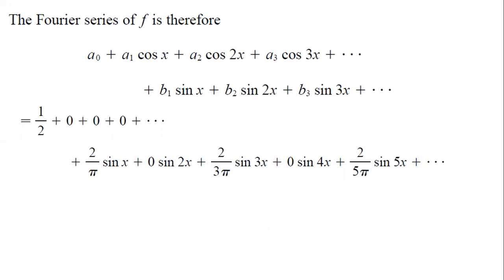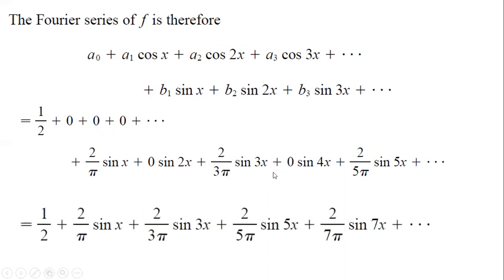So of course, we can further simplify this as in this form. We can eliminate the terms that contain a 0 numerical coefficient. So 1 half, plus 2 over pi sine x, plus 2 over 3 pi sine 3x, plus 2 over 5 pi sine 5x and so on.